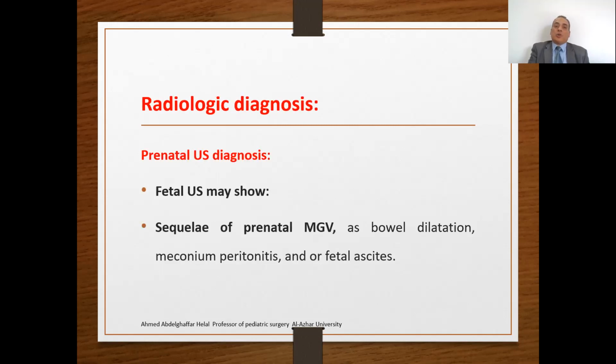Regarding radiological diagnosis, the prenatal or fetal ultrasound may show the sequelae of the prenatal or antenatal midgut volvulus, and bowel dilatation, meconium peritonitis, or fetal ascites in complicated cases. So the prenatal diagnosis may identify consequences of prenatal midgut volvulus by the presence of associated atresia, dilated proximal bowel, or in some cases, if there is a complication, maybe meconium peritonitis with perforated intestine.